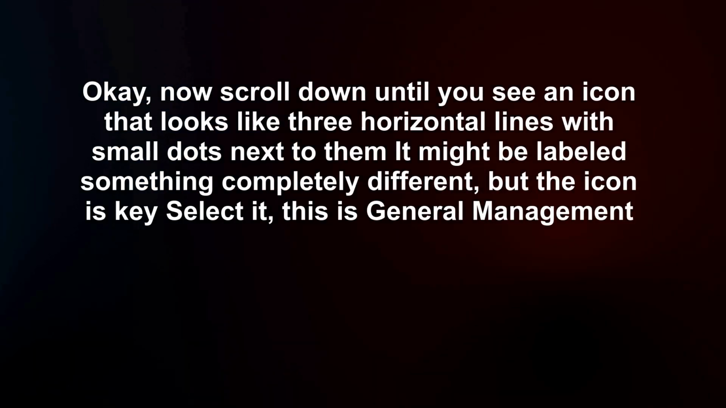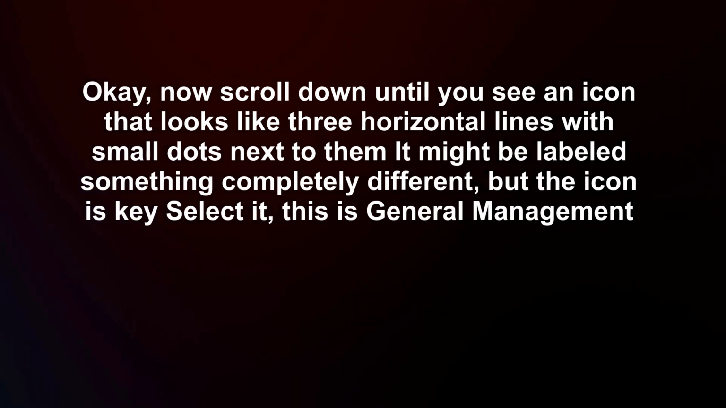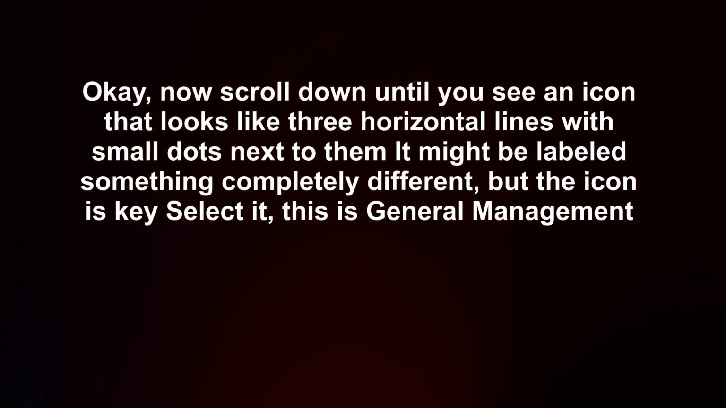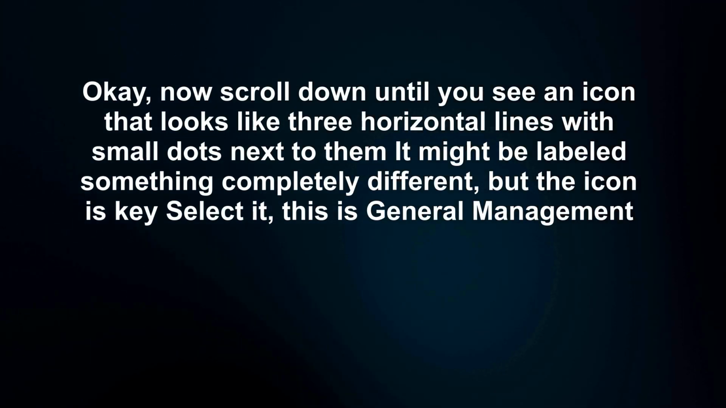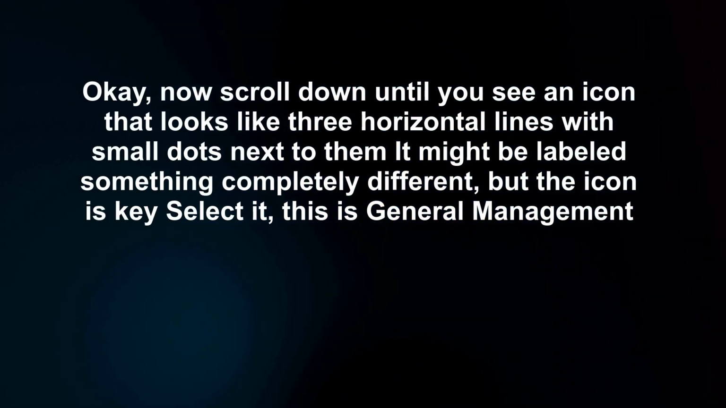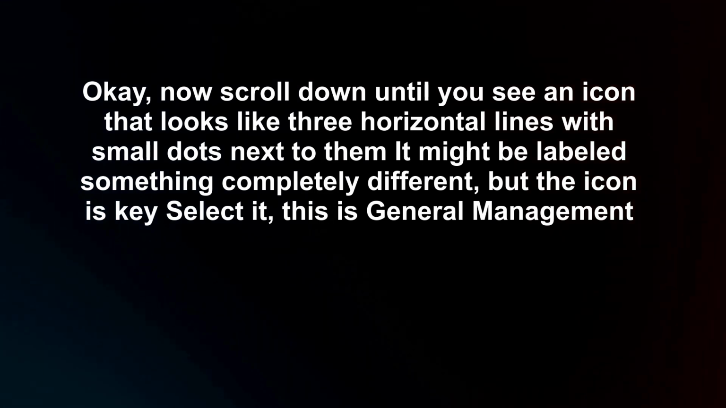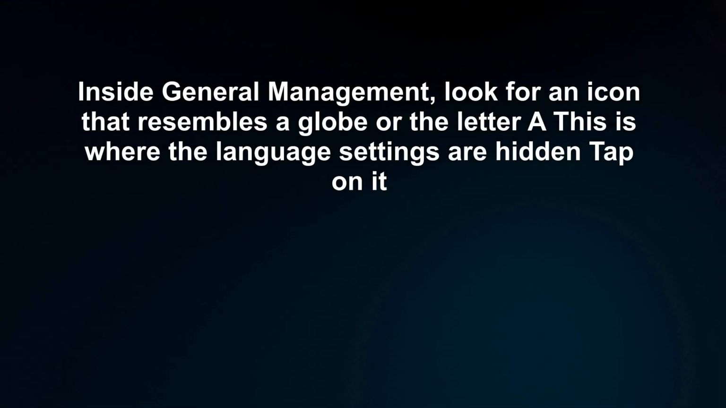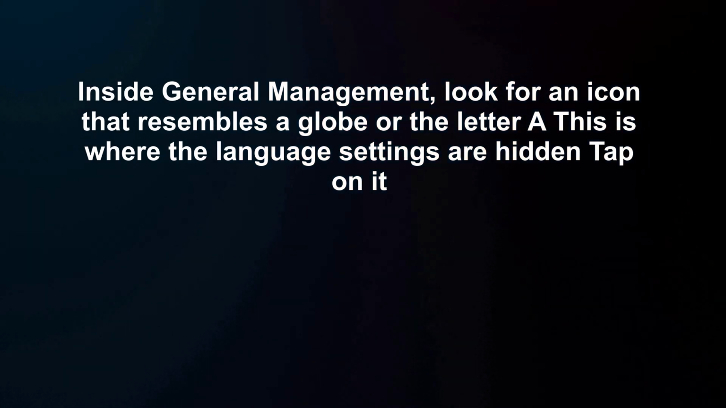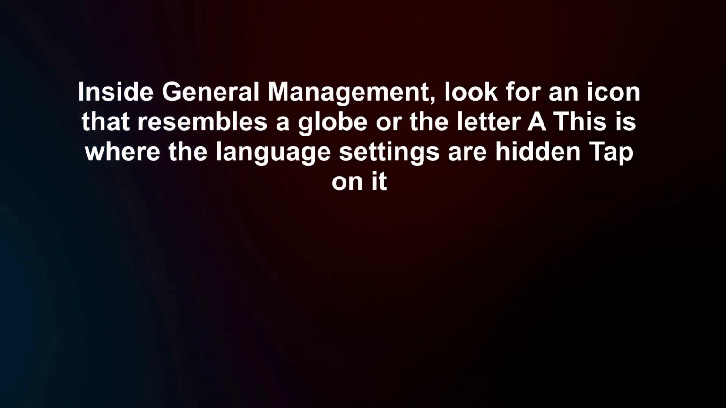Okay, now scroll down until you see an icon that looks like three horizontal lines with small dots next to them. It might be labeled something completely different, but the icon is key. Select it. This is General Management. Inside General Management, look for an icon that resembles a globe or the letter A. This is where the language settings are hidden.